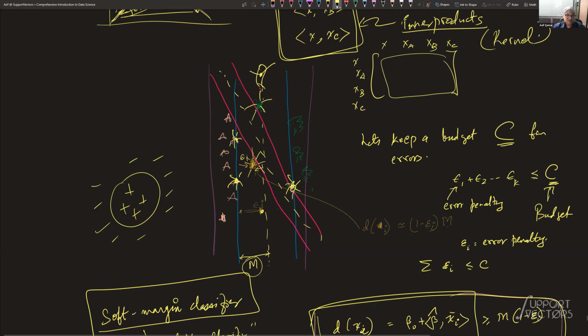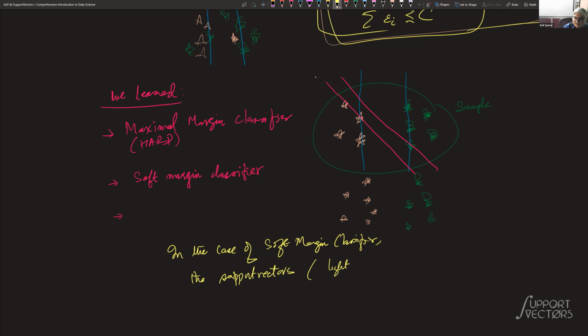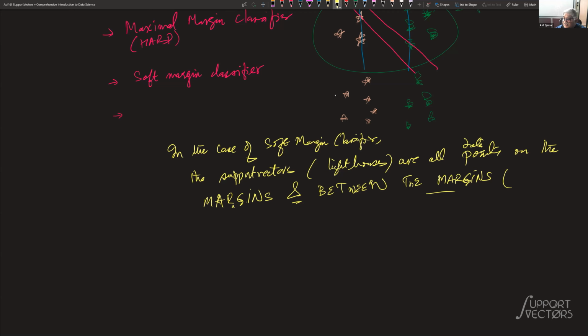Or another formal way of saying it is that the support vectors, the lighthouses, in the case of a soft margin classifier, are all data points on the margins and between the margins. Another way to put it is inside the river.